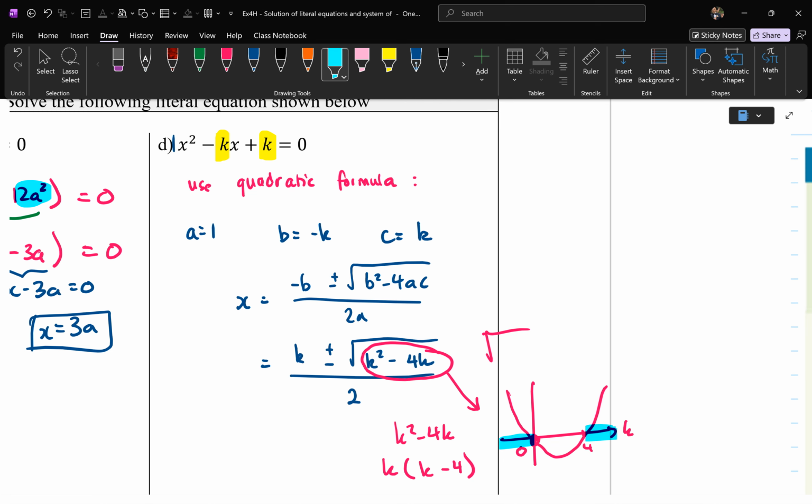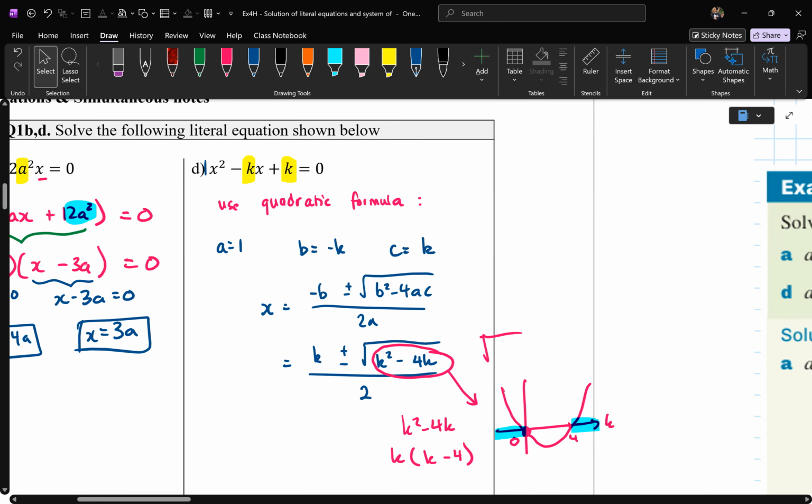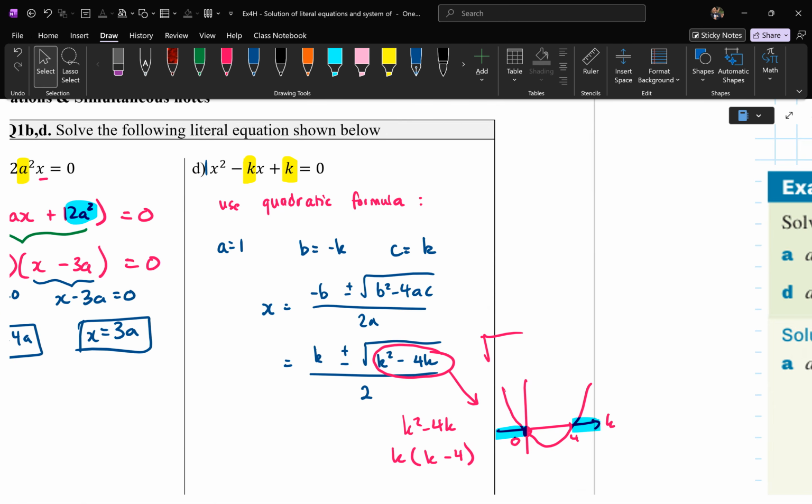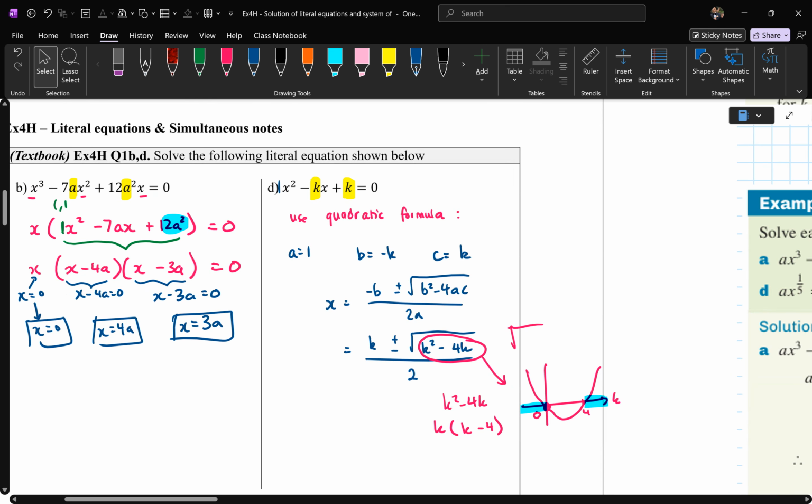But I guess they're not asking for k values, but if I were to be specific, I'd say x will equal this, providing that k is less than 0 or greater than 4. Okay? Less than or equal to.